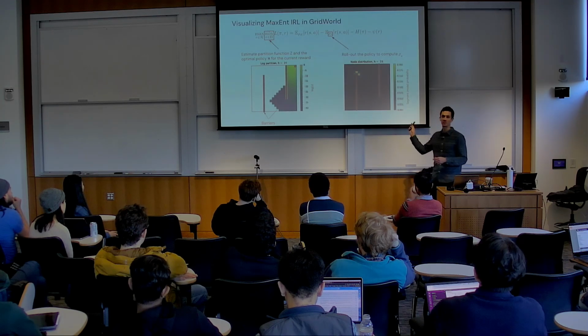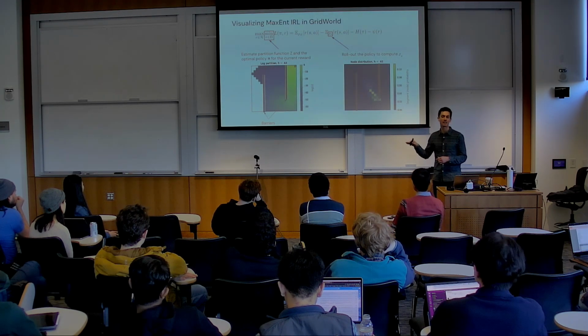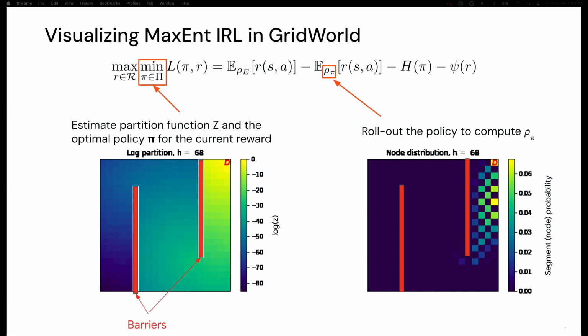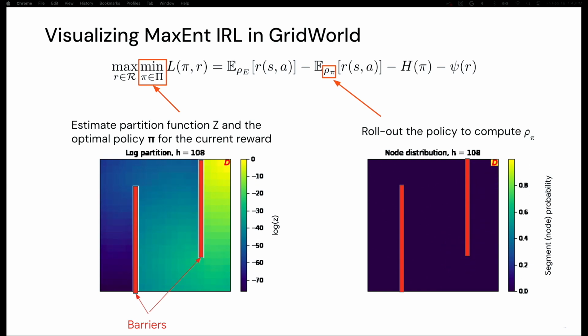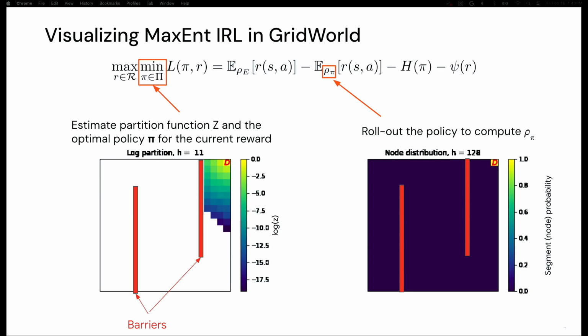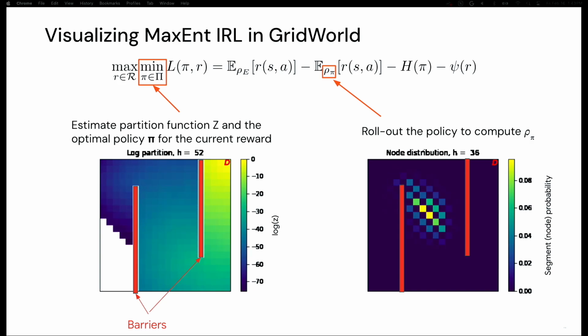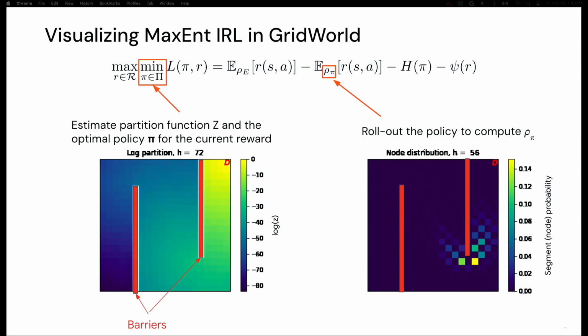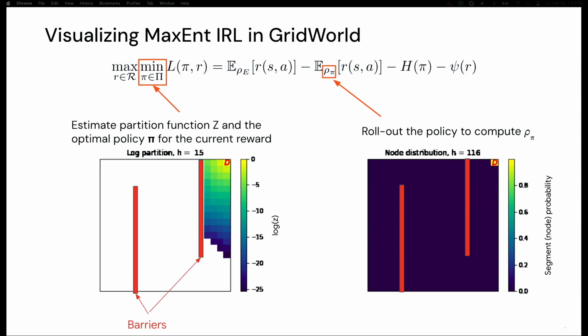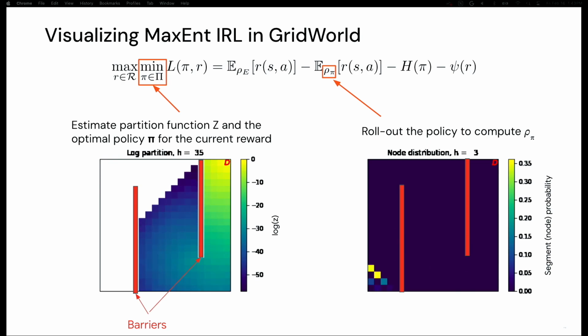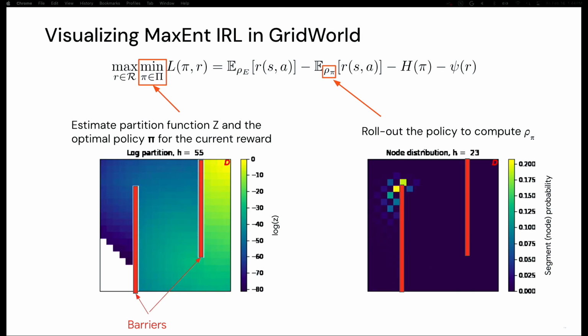So just for the purpose of this talk, I quickly created a visualization of MaxEnt in this very simple 10 by 10 grid world. On the left, you can see the inner minimization step. For some given current reward function, we want to compute the partition function, which defines the policy across our entire state space. And you can see how information is flowing backwards from the destination across the rest of your MDP.